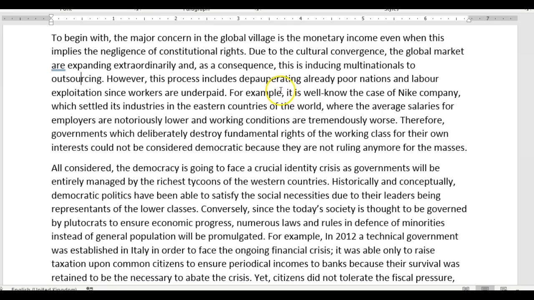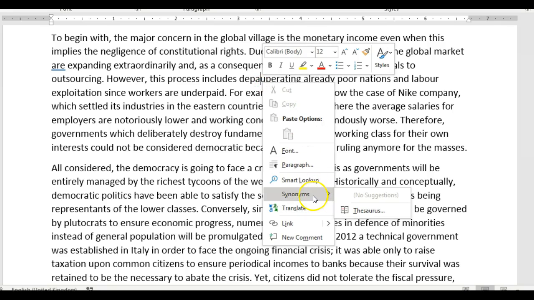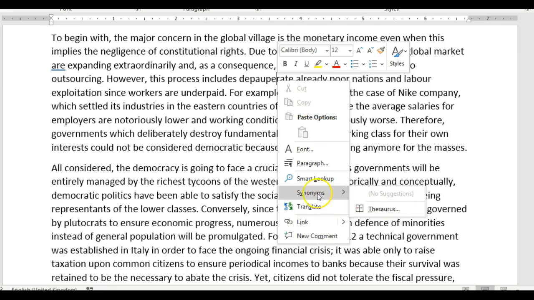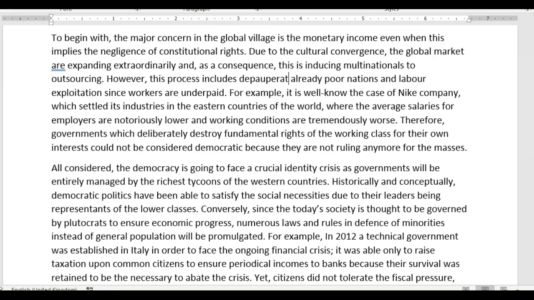However, this process includes depauperating. Ooh, already poor nations. This is a great verb. This is a great rare verb. Can I check a little thing? No suggestions. Looks like a great verb, which means making even poorer, and I hope it works and it exists as a word. I really hope it does. And labor exploitation since workers are underpaid.